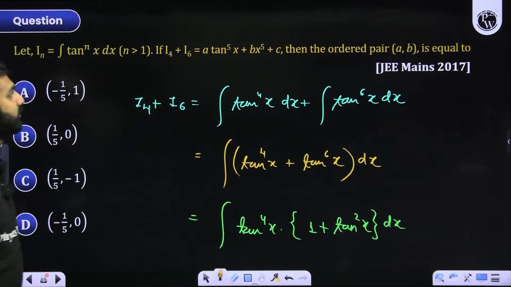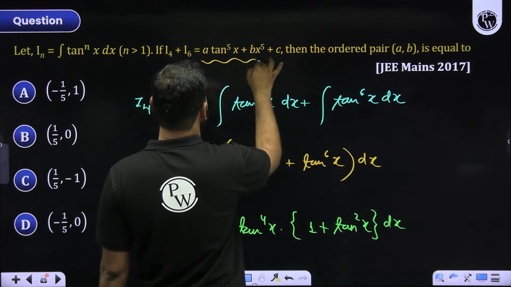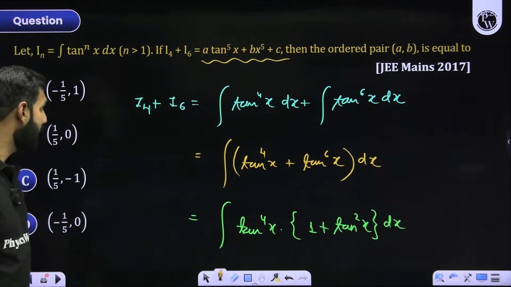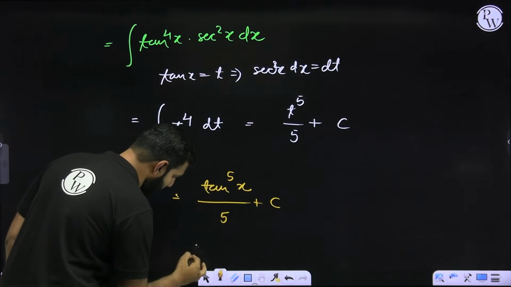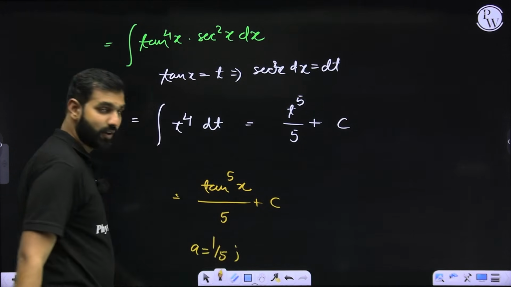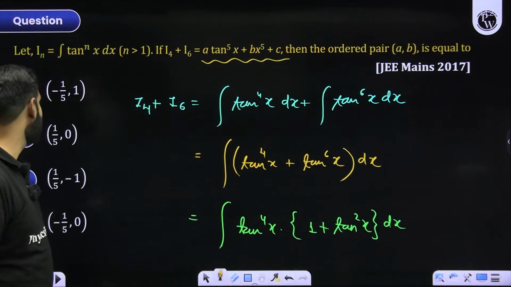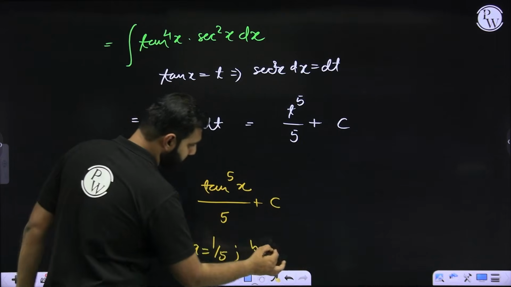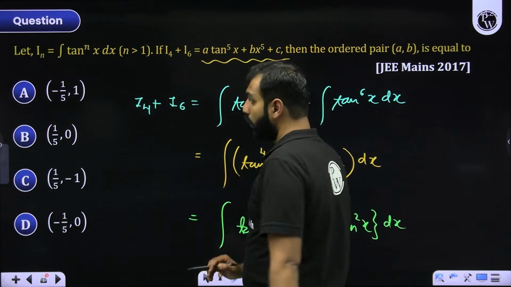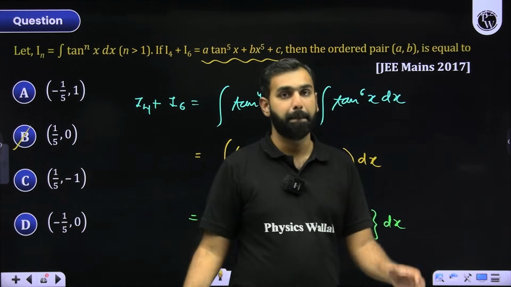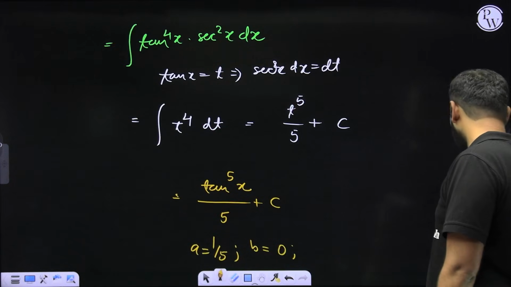Now what were we asked? We were told that it is a tan x to the power 5 plus b x to the power 5 plus c. So what I can say is, what is a? The coefficient of tan x to the power 5 is 1 by 5, so a should be 1 by 5. But I cannot see any term in x to the power 5, so that coefficient, the coefficient of x to the power 5, which is b, as per my logic should be 0. So I think we have a and b as 1 by 5 comma 0, and that's exactly what we were asked. 1 by 5 comma 0 is what we are given in option B. Any confusions on that? I hope you have gotten a great clarity on that front as well.